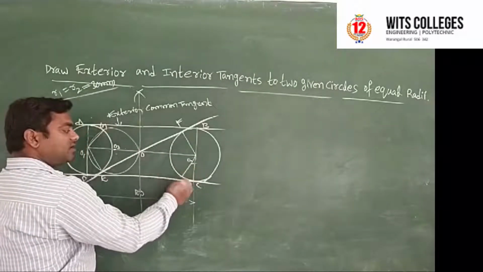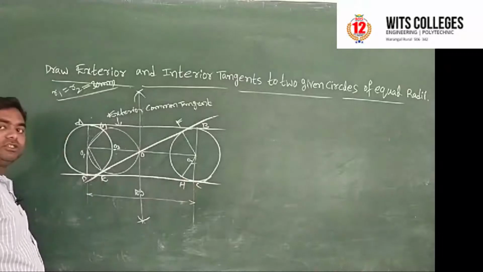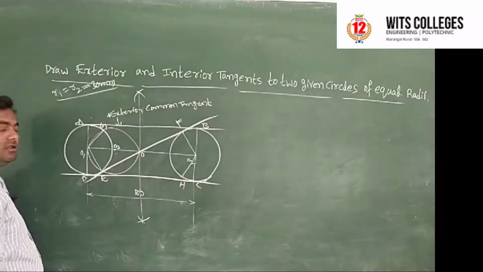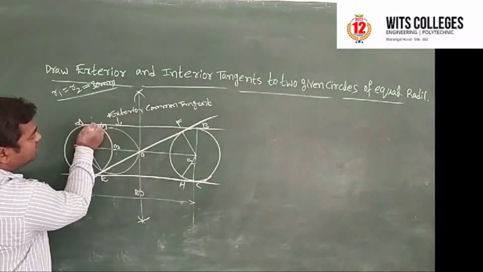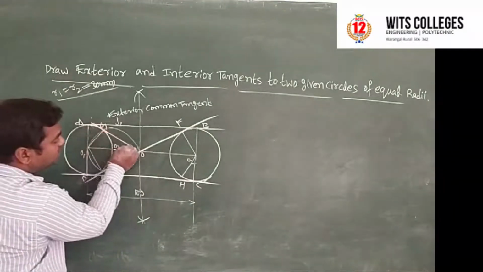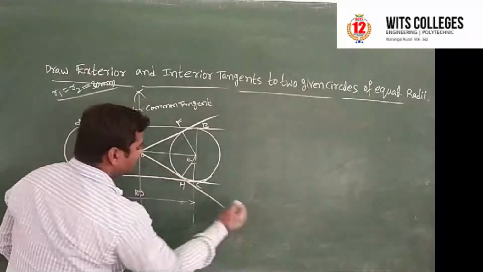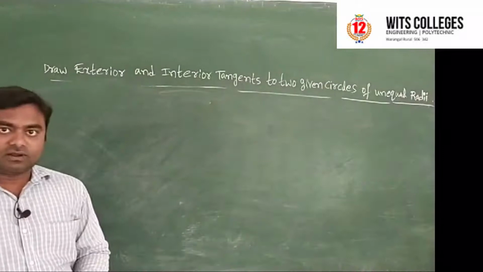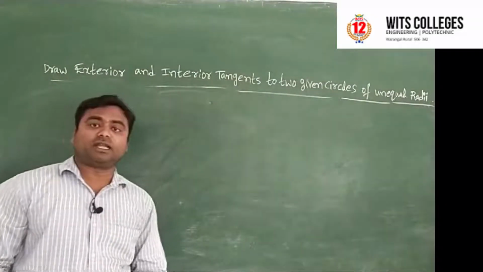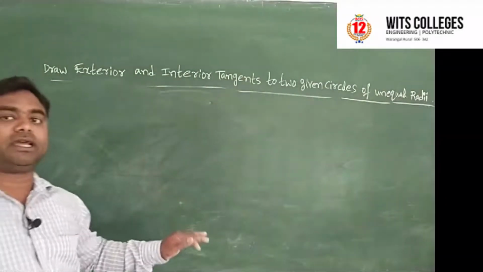So automatically you are going to get another point H on the second circle. So join this G and H now. So this is going to be the another interior common tangent.